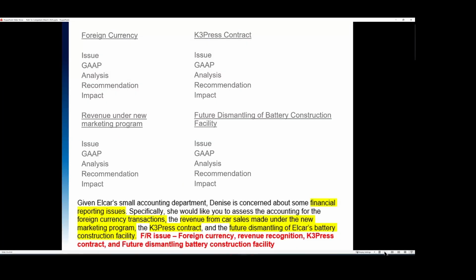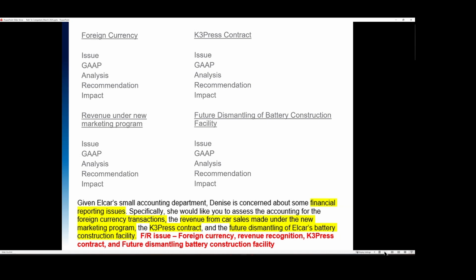So the next paragraph, well, here we have all kinds of financial reporting issues. And the appropriate discussion framework to use is IGAR, or I always add the I on, so IGAR-I. So what I'm going to do is there's 4 financial reporting issues. Foreign currency, it's going to be about the K3 contract, revenue under new marketing program, and the future dismantle of the battery construction facility. So again, I'm going to set up my structure.